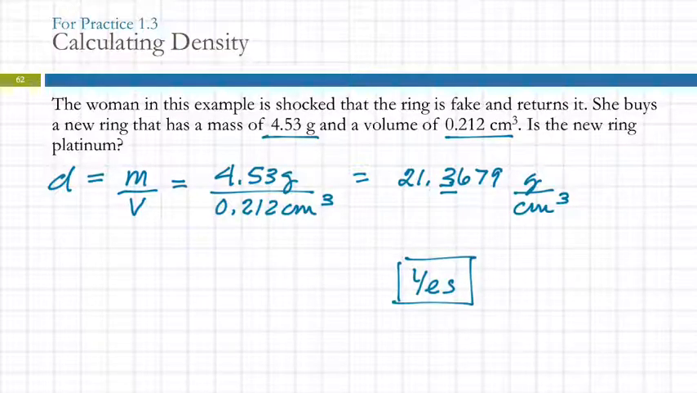Always a great idea to put a box or a circle around your answer, especially on worksheets where I'm looking through all of your scribblings. Sometimes I have a hard time finding your answer. This is what I would consider to be the minimum amount of work that you should show. Question? I'm kind of confused about how you find out if it's platinum or not. We're comparing the density of the ring to the density of platinum. And since they are essentially the same, then it must be platinum. Okay.